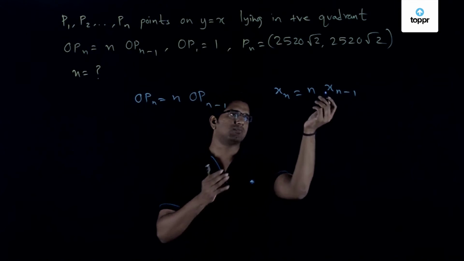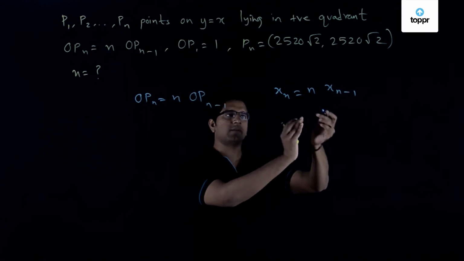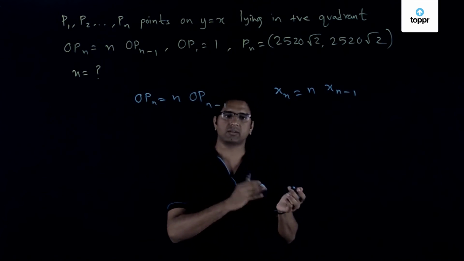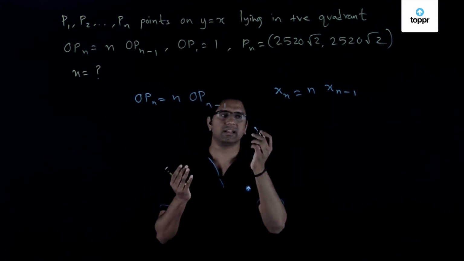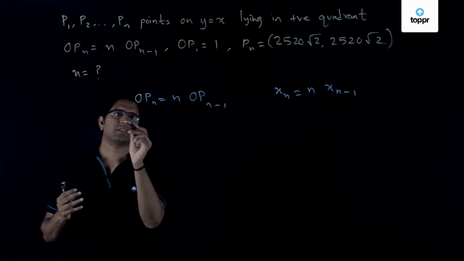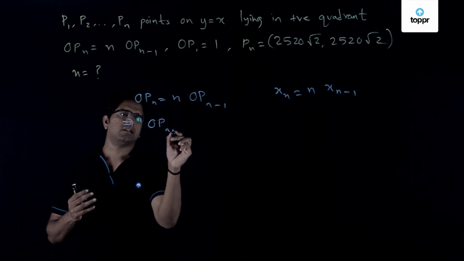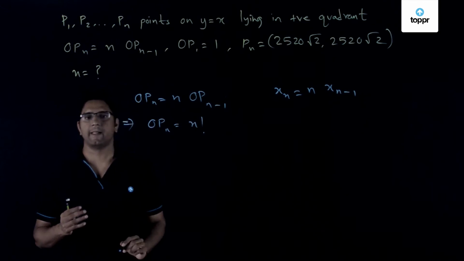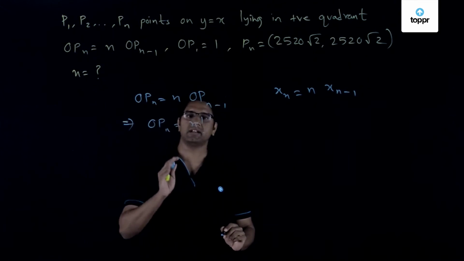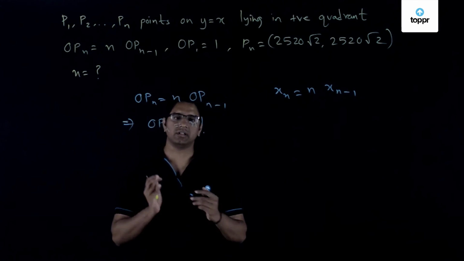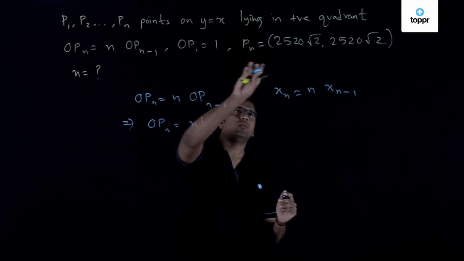So the first term is 1, the second term is equal to 2 times 1, so it is 2, the third term is 3 times 2 times 1, so it is 3 factorial and so on. Therefore, one can immediately conclude that OPn is equal to n factorial. So what we have obtained is that the distance of the nth point from the origin is equal to n factorial.